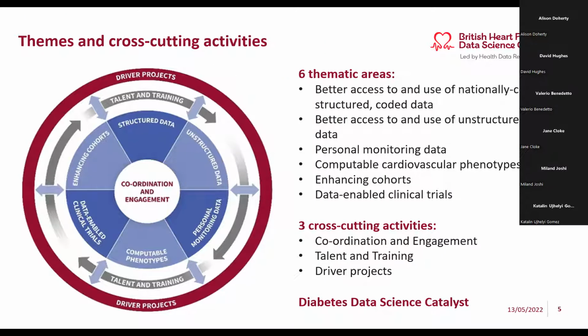So the BHF Data Science Centre itself, when we were setting out our store early on, we alighted upon 6 major thematic areas for our areas of enabling research. And those were, first of all, we knew that there was a big issue with people being able to access and use nationally collated, largely structured coded data sets. So like HES and others beyond that. And we were very keen to ensure that people could access those data sets and start to work with them at much greater scale and link them together across the entirety of the UK.